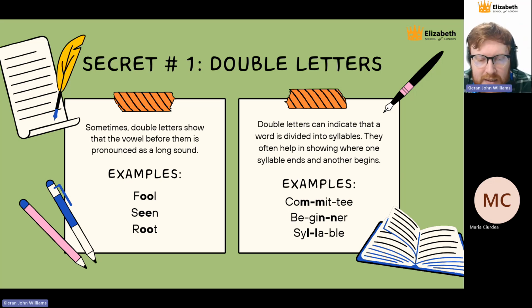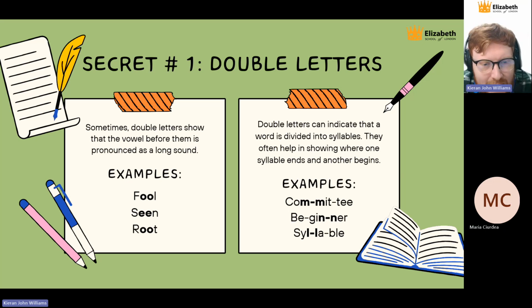In the word committee, the double M can help us to show that we need to have a separation between com and mit, committee. The double letter in beginner, because we have double N, that tells us there should be a split in the syllable there, so it should be beginner. And the last one, we have the word syllable as well. The double L tells us that it needs to be split, so it becomes syllable. Any questions so far? No, I understand. Good, good.